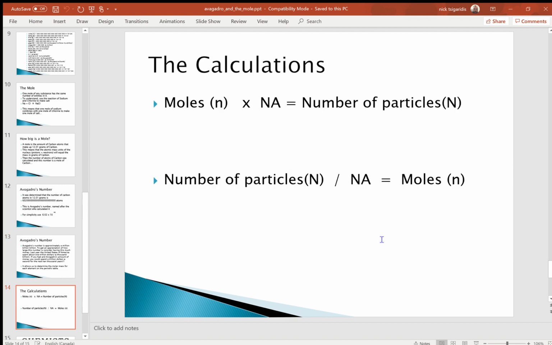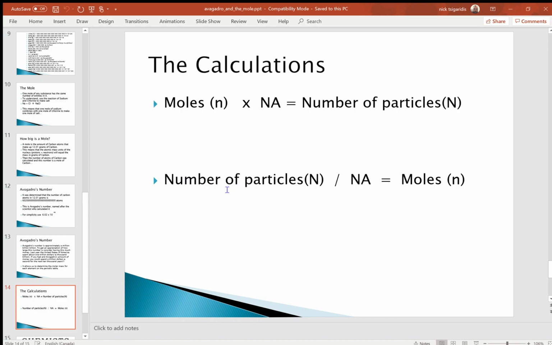Now, there are some interesting calculations that you can do with the mole, and these are the equations for them. So I can actually determine how many particles I have by taking the moles, which is represented by the lowercase letter n, and multiplying it by Avogadro's number. And the reason that I can do that is because the units for moles is just the mole, and the units for Avogadro's number is particles per mole. And so if I cancel out the moles top and bottom, I'm just left with number of particles.